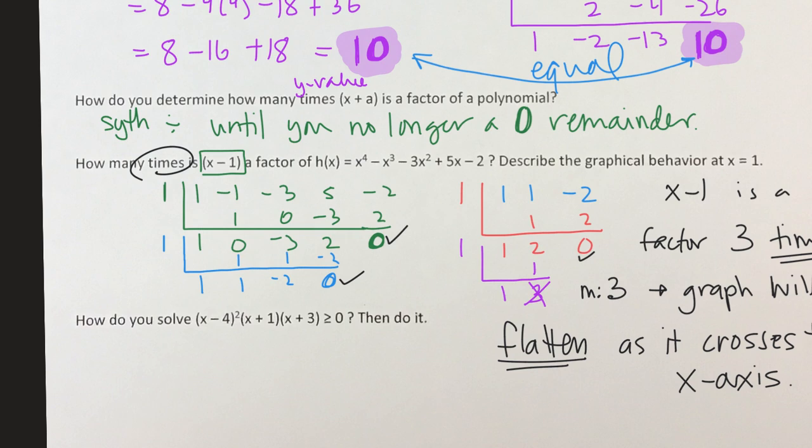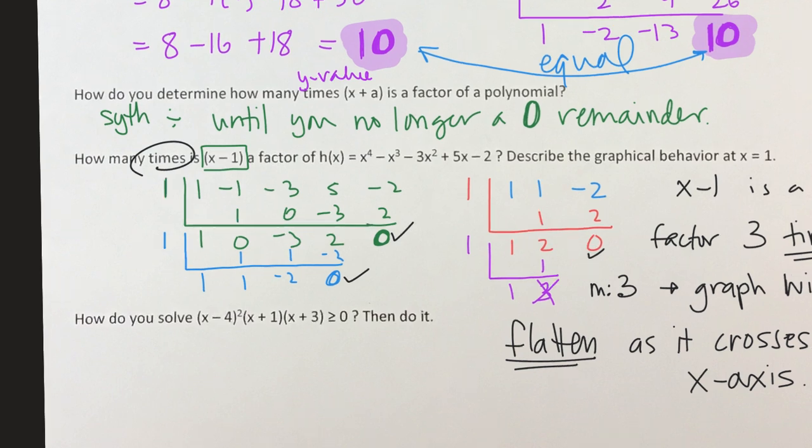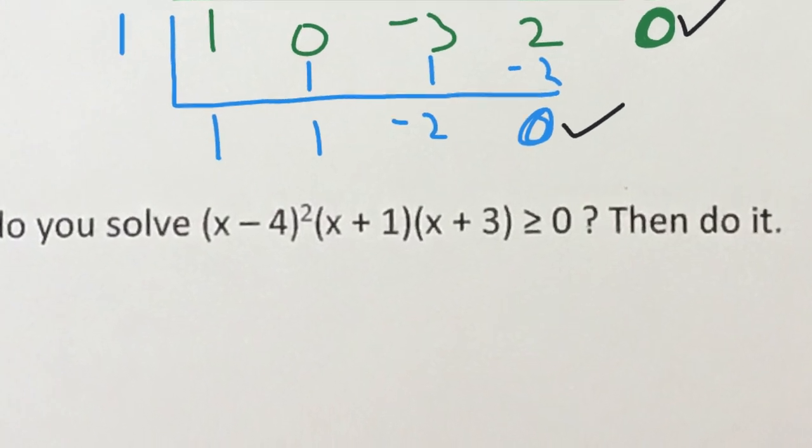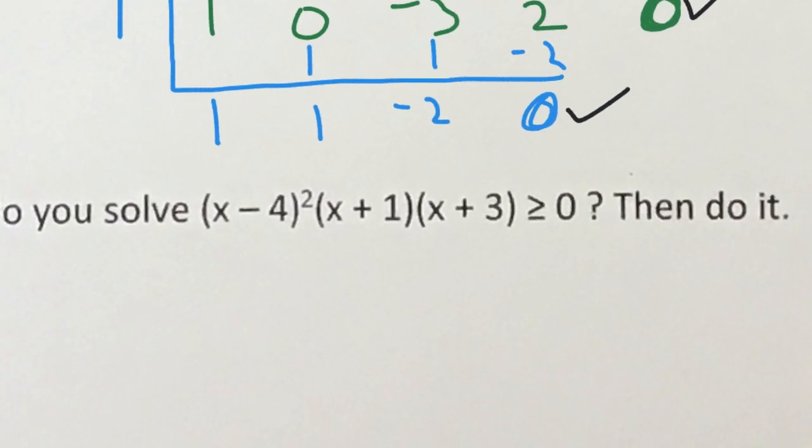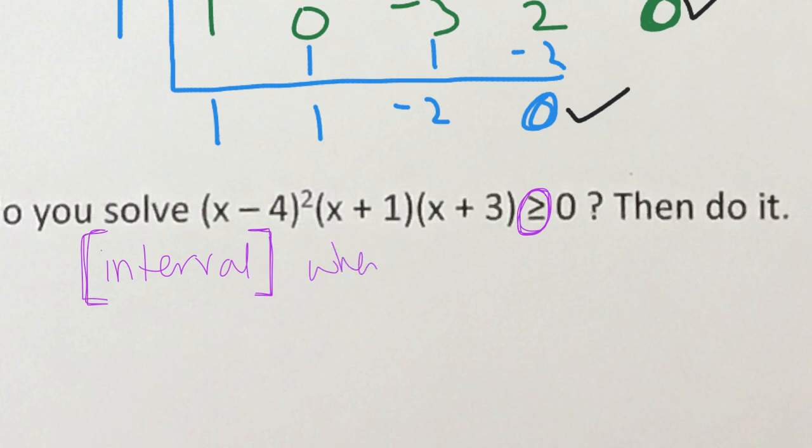Okay, the last question, how do you solve this polynomial greater than or equal to 0? Okay, how do you solve it? What we're looking for is intervals. We're looking for the interval, right, in brackets because it says greater than or equal to. So we're looking for intervals where your graph is above the x-axis, because that's where the y values are positive, above or on your x-axis.